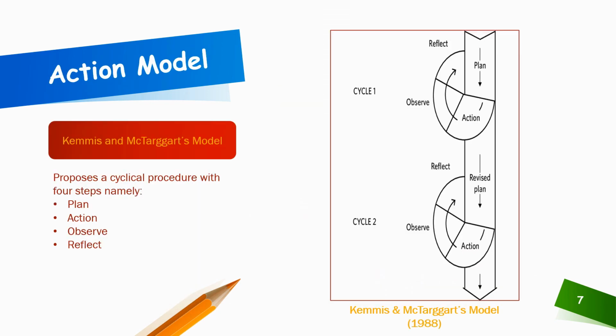The action model that I use for this action research is Kemmis and McTaggart's model. Kemmis and McTaggart propose a cyclical procedure with 4 steps, namely plan, action, observe, and reflect.